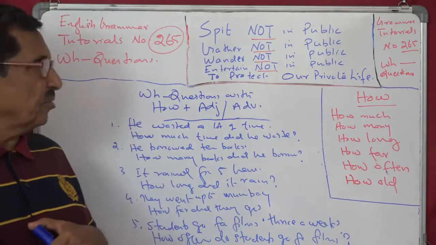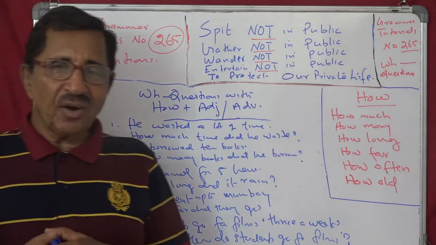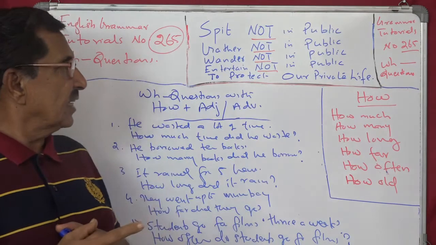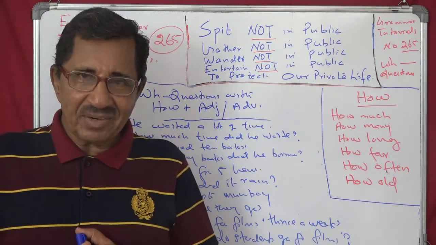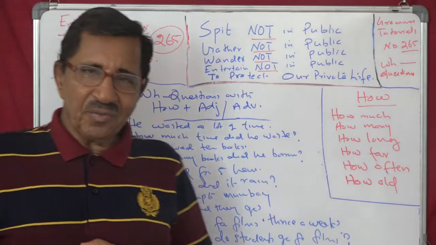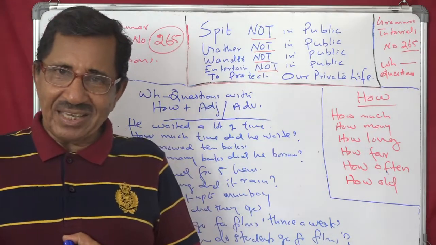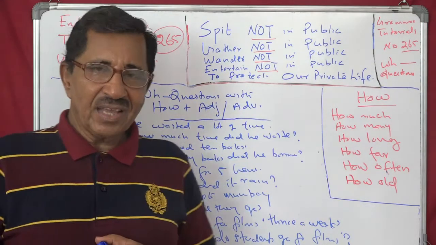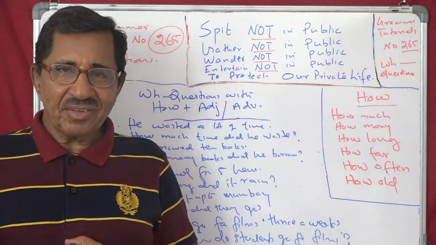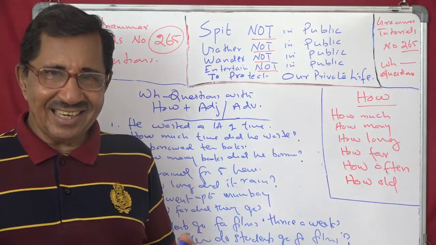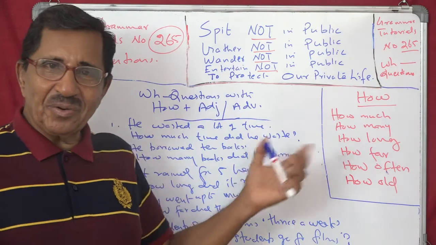No. Now you should say no. How often do you gather in public? No, not even once. How often do you wander in public? No, not even once. And how often do you entertain people in public? No more. And then, how can we protect our life? By not doing this. Understand? How can we protect? By not doing these things.